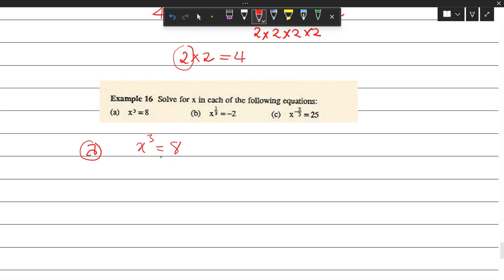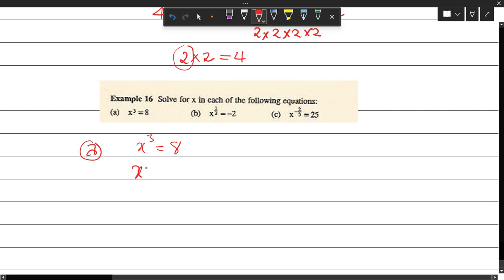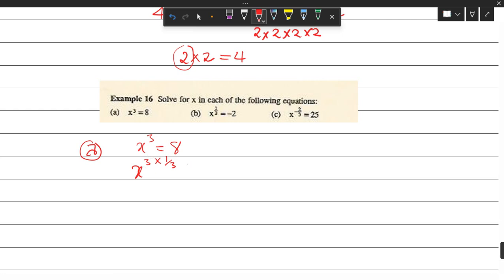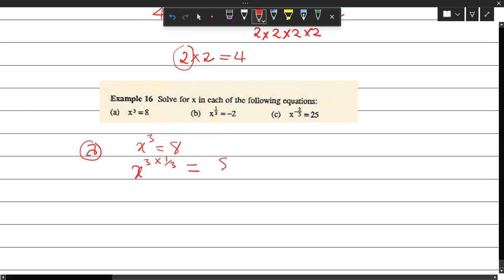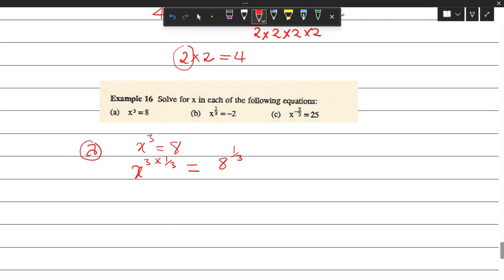The simple way is, we only have x, it doesn't have a coefficient. How can we get rid of the power 3? How can we cancel the power 3? We can only cancel the power 3 by multiplying it by 1 over 3, because this and this will cancel. So when you multiply both sides, this number multiplied by 1 over 3, this number multiplied by 1 over 3.